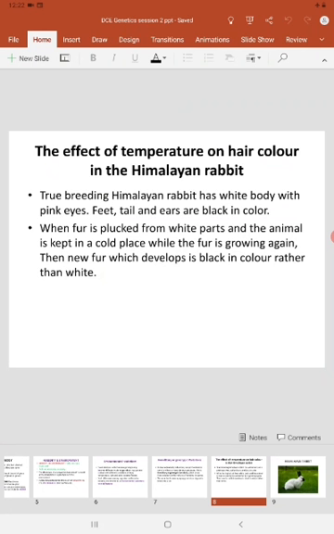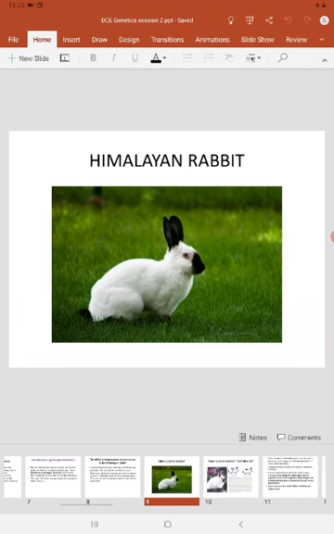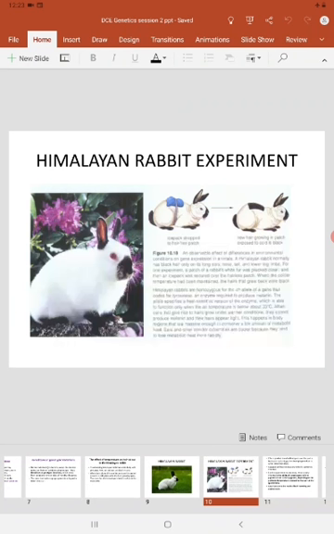In the first experiment, fur is plucked from the back of the Himalayan rabbit, and after plucking the fur, the animal is kept in a cold place, where the environmental temperature is less than usual, and so the new fur develops. When the new fur develops, instead of the white colored fur which should develop, it develops black colored fur, which you can notice in this.